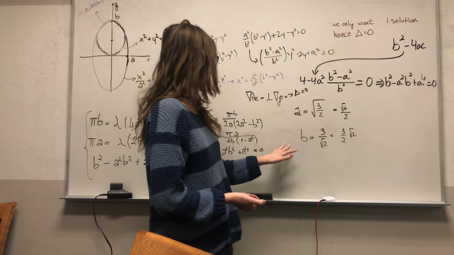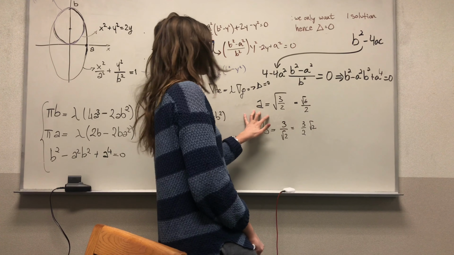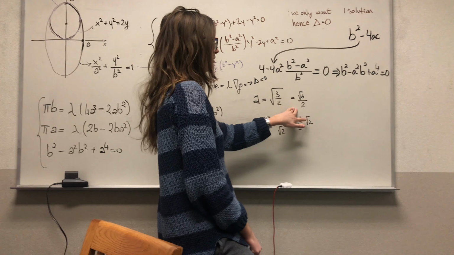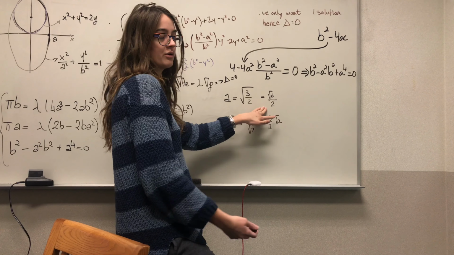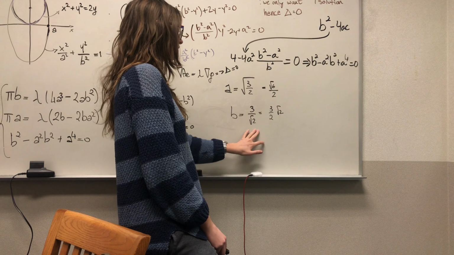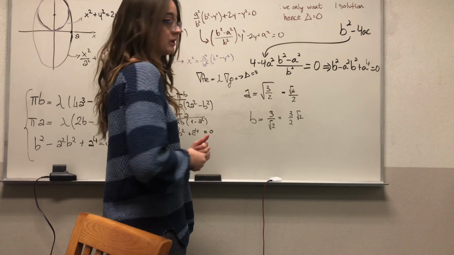Once you solve it, you end up with a equals the square root of 3/2. That can be rationalized into square root of 6 over 2. And b is going to be b equal to 3 over square root of 2. That is just equal to 3/2 square root of 2.